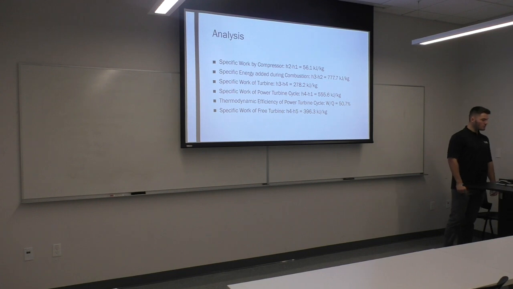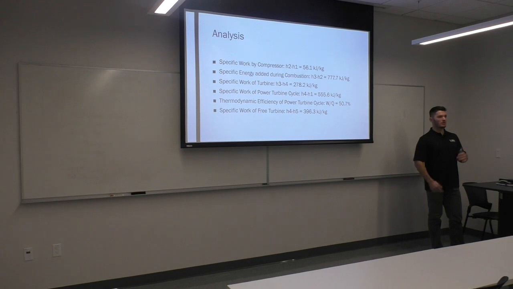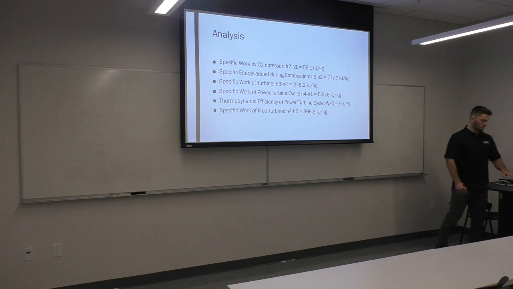For the turbine, 270 kilojoules per kilogram. Turbine cycle, 555. The efficiency I found is the work divided by the heat input, which is around 50%. And lastly, the specific work of the free turbine, 400 kilojoules per kilogram. So these are the data taken from that experiment. It kind of goes hand in hand with what we thought it would be as well. Done.